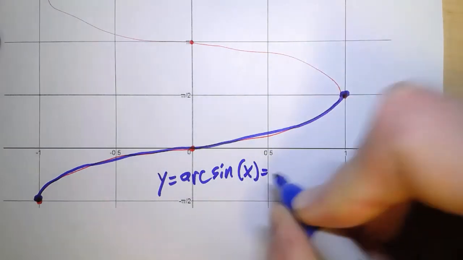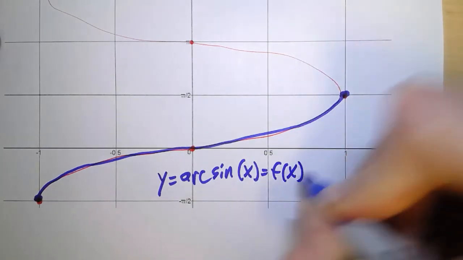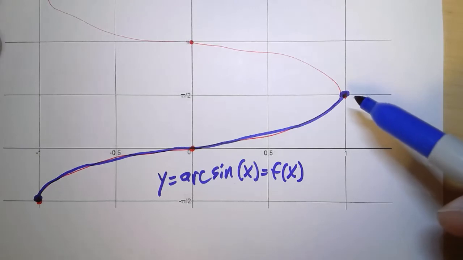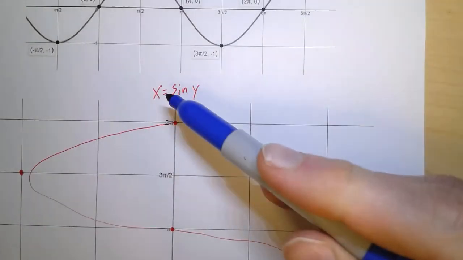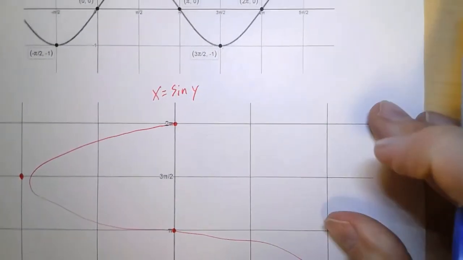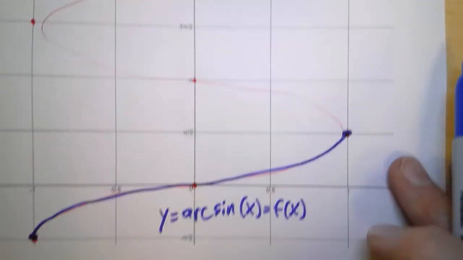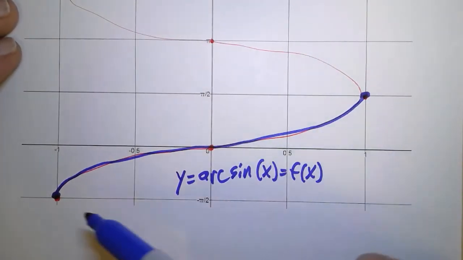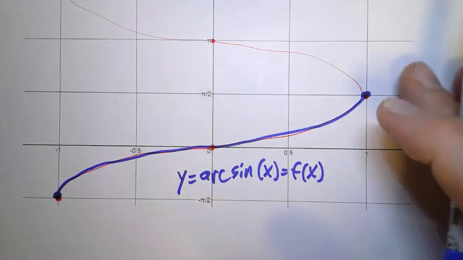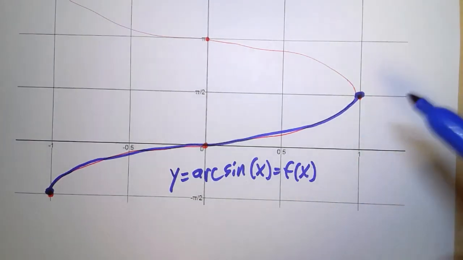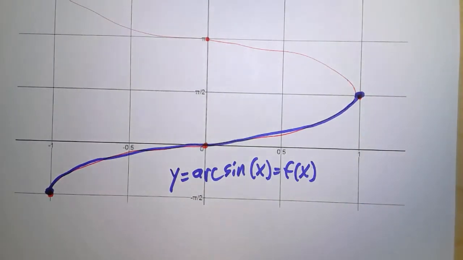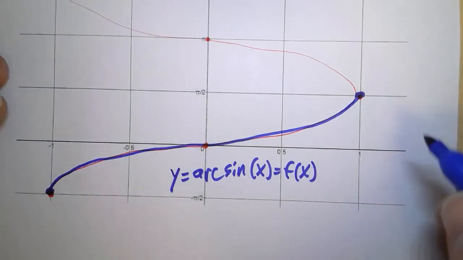And we can even go so far as to say that this is a function, that this does pass the vertical line test. Whereas this, notice I didn't write it with function notation because it doesn't pass the vertical line test. But this does. So this is our function for arcsine. And we get it by taking the sine graph and switching the x and y values. And we only take this snippet of it.